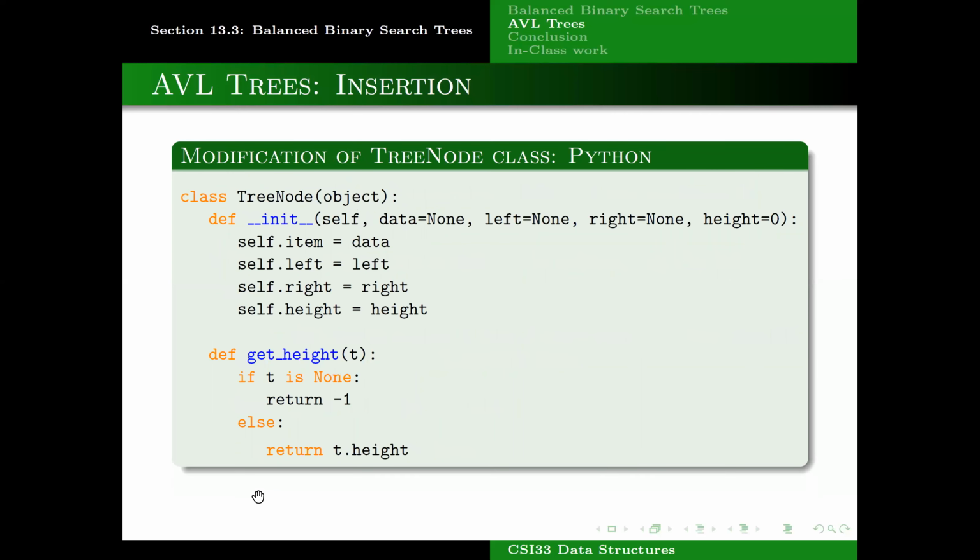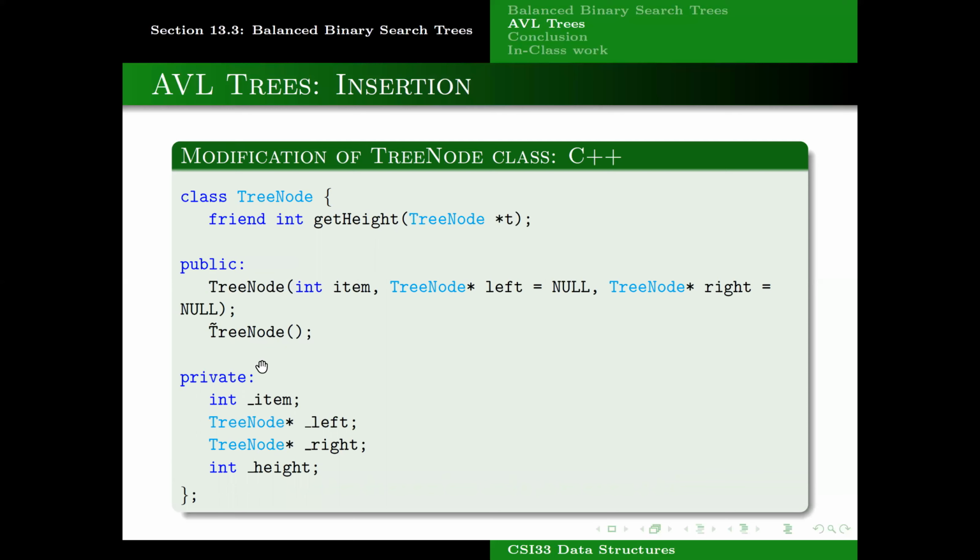Okay, so we'll see some examples definitely, but first, we see the Pythonian implementation of the tree node and this operation of get height, and we see the implementation of the same thing in C++. Although it's not quite an implementation, it's a declaration.